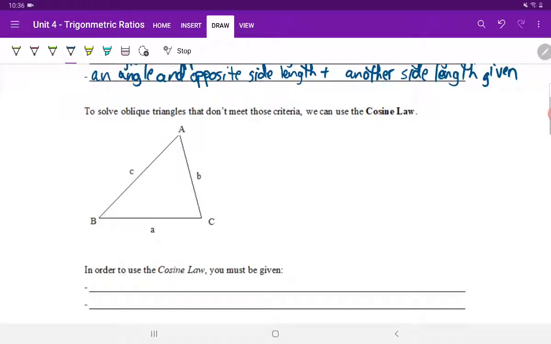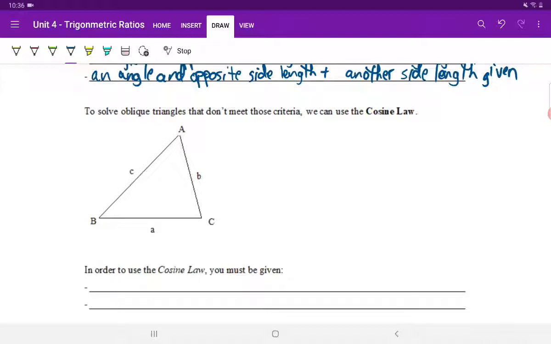All right, so to solve oblique triangles that don't meet those criteria above, we use the cosine law. In order to use the cosine law, there's two situations when you need to use it, and I will show you those two situations right now.